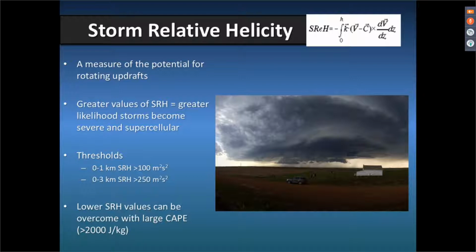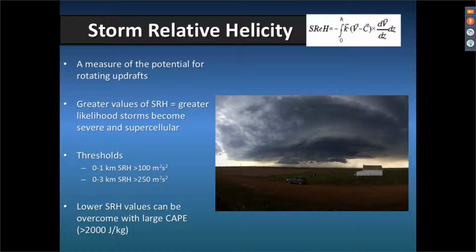We use the 0 to 1 kilometer SRH and the 0 to 3 kilometer SRH. 0 to 1 kilometers is about surface to about 3,000 feet or so, and then 0 to 3 kilometer SRH is from the surface to about 10,000 feet. And the 0 to 1 kilometer SRH is really what we look at for tornado potential.